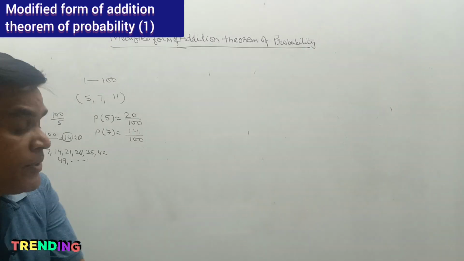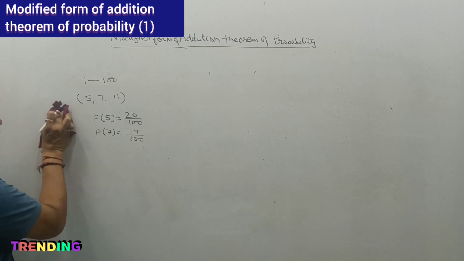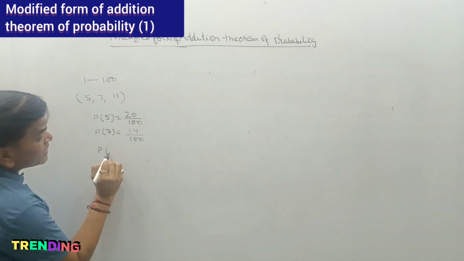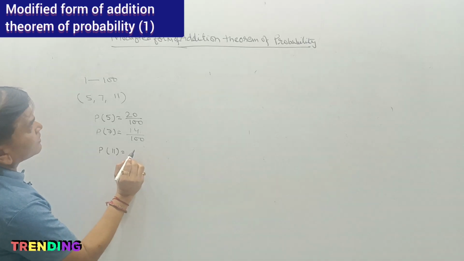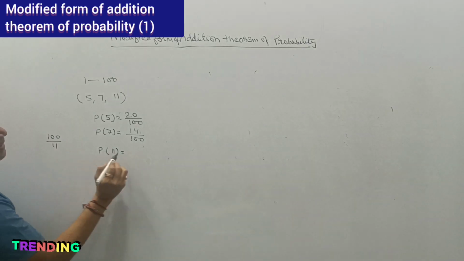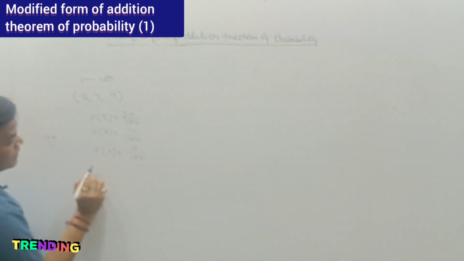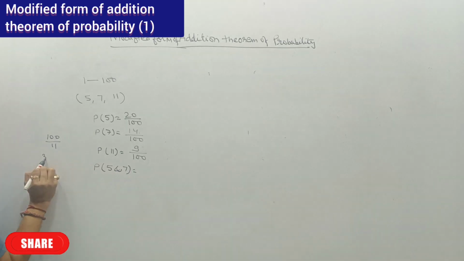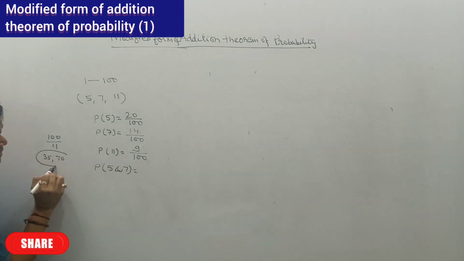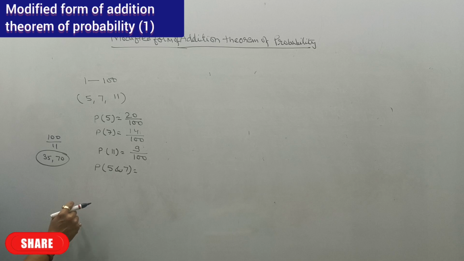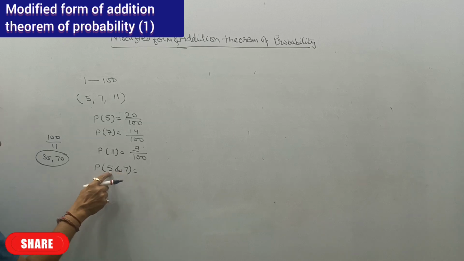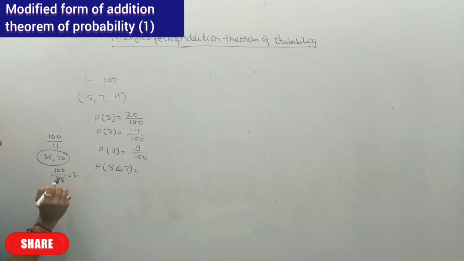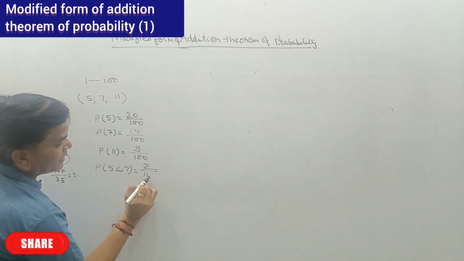Now divisible by 11. If we calculate the probability of division by 11, that is 100 divided by 11, that is 9 upon 100. Now the probability of 5 and 7: 35 and 70 are both divisible by 5 and 7. So 7 times 5 is 35. So 100 divided by 35, so 2 point something will be there. So 2 divided by 100.